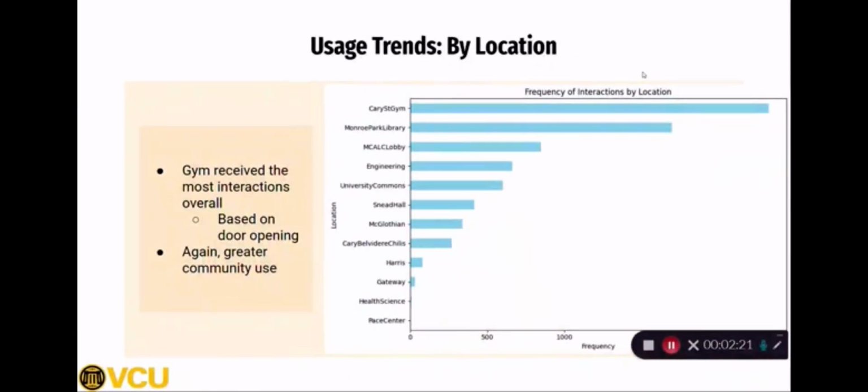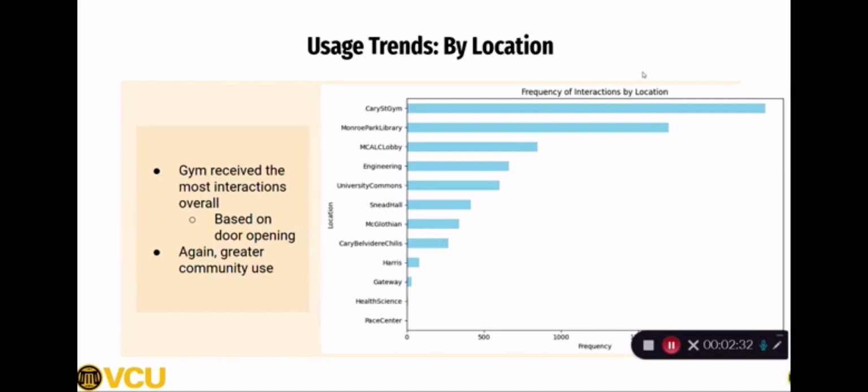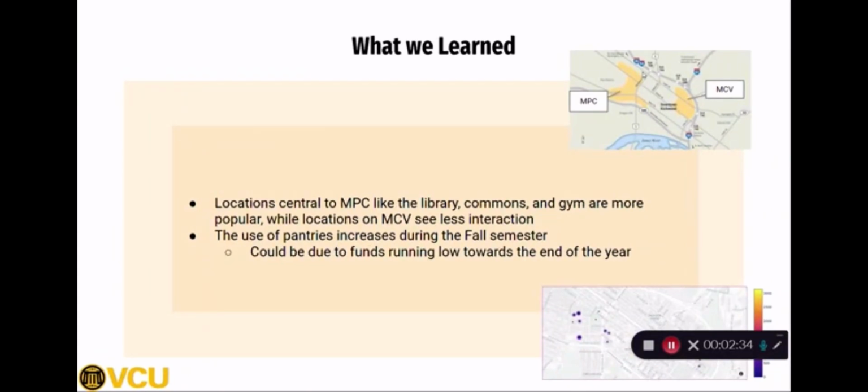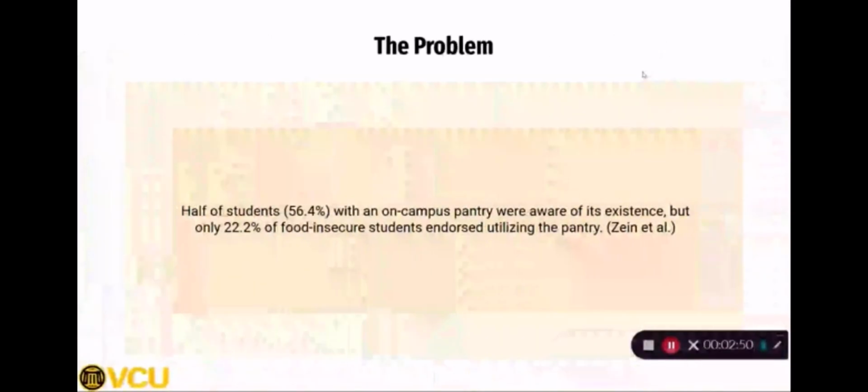We also looked at trends per location and saw that the gym received the most interactions overall, and this could again show that the overall Richmond community is also using these pantries. Using the interactive map and heat map, we were able to visualize frequencies of interactions among all the locations. We noticed that comparatively, Monroe Park seemed to have more interactions than MCV did, with certain locations such as Cabell Library and Carey Street Gym being prime hub spots.